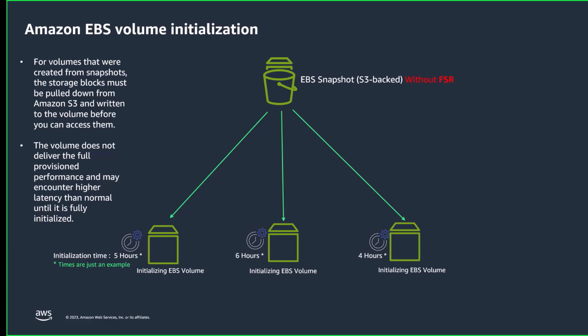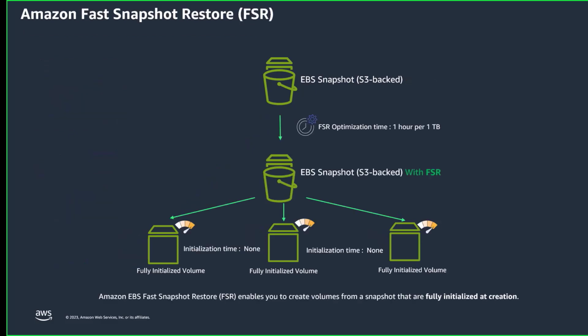To avoid this initial performance hit in a production environment, you can use a feature called Fast Snapshot Restore. With FSR, you can enable it for a new or existing snapshot on a per AZ basis and then create a new EBS volume that delivers the maximum performance and does not need to be initialized.